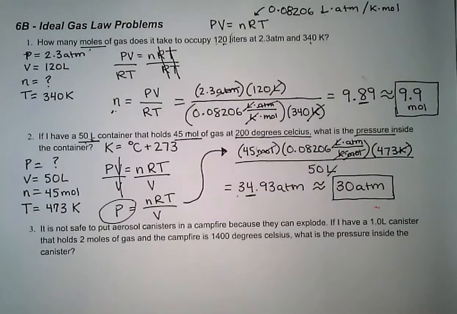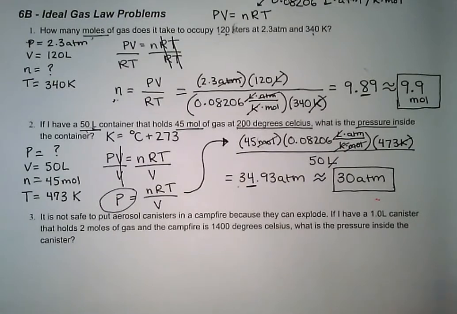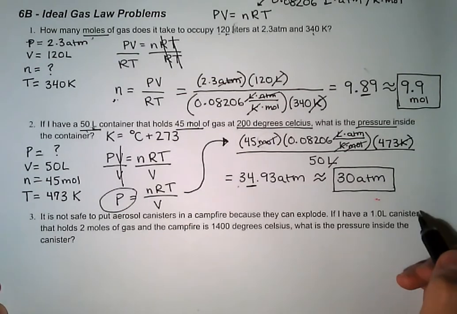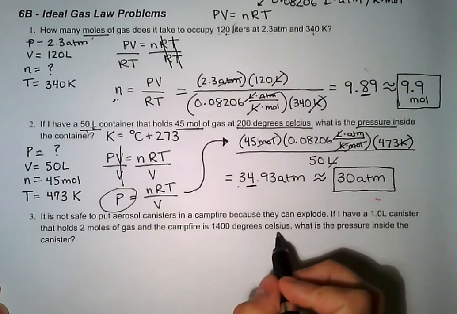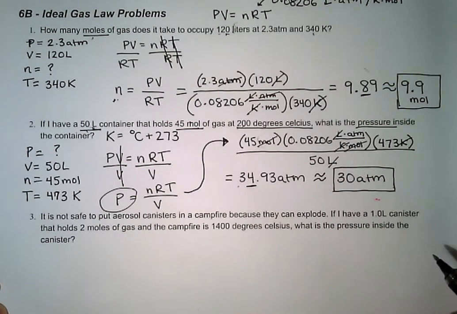Number 3. Number 3 says that it is not safe to put aerosol canisters in a campfire because they can explode. If I have a 1 liter canister that holds 2 moles of gas and the campfire is 1400 degrees Celsius, hot campfire, what is the pressure inside the canister?